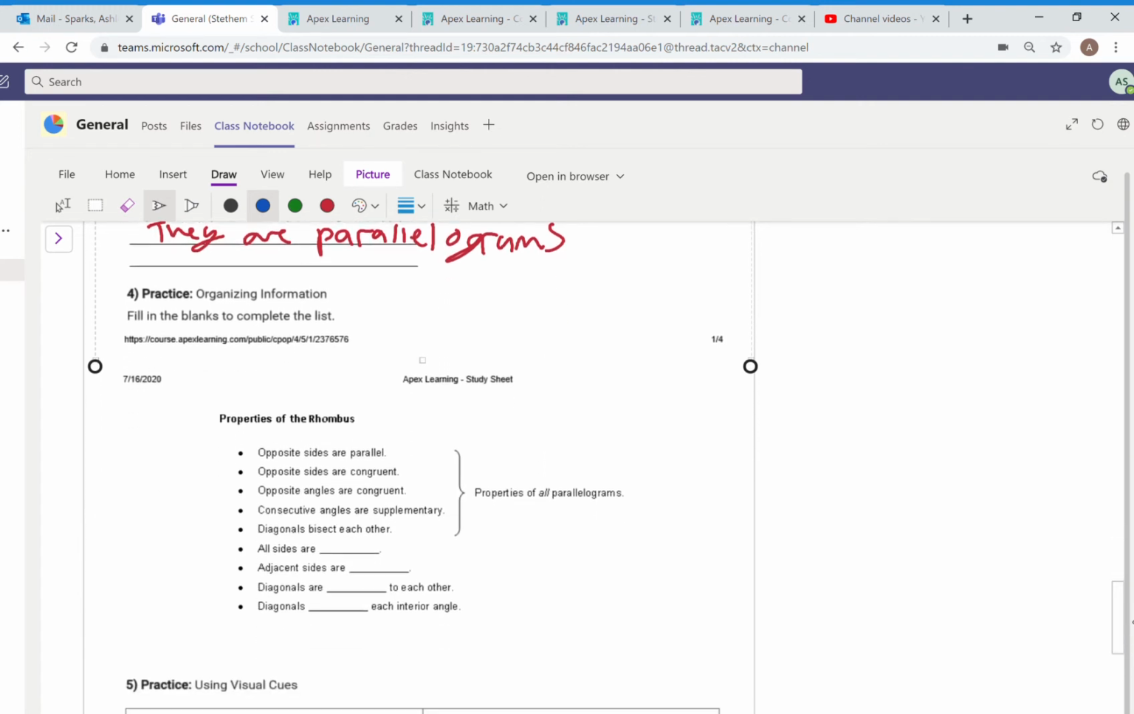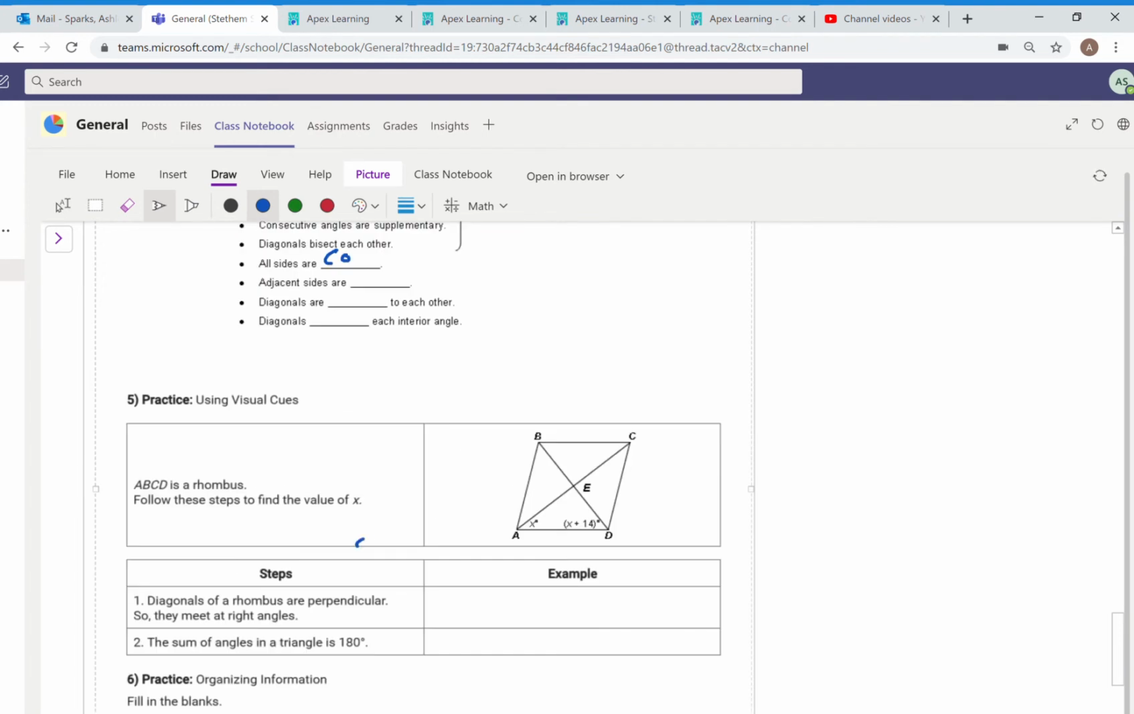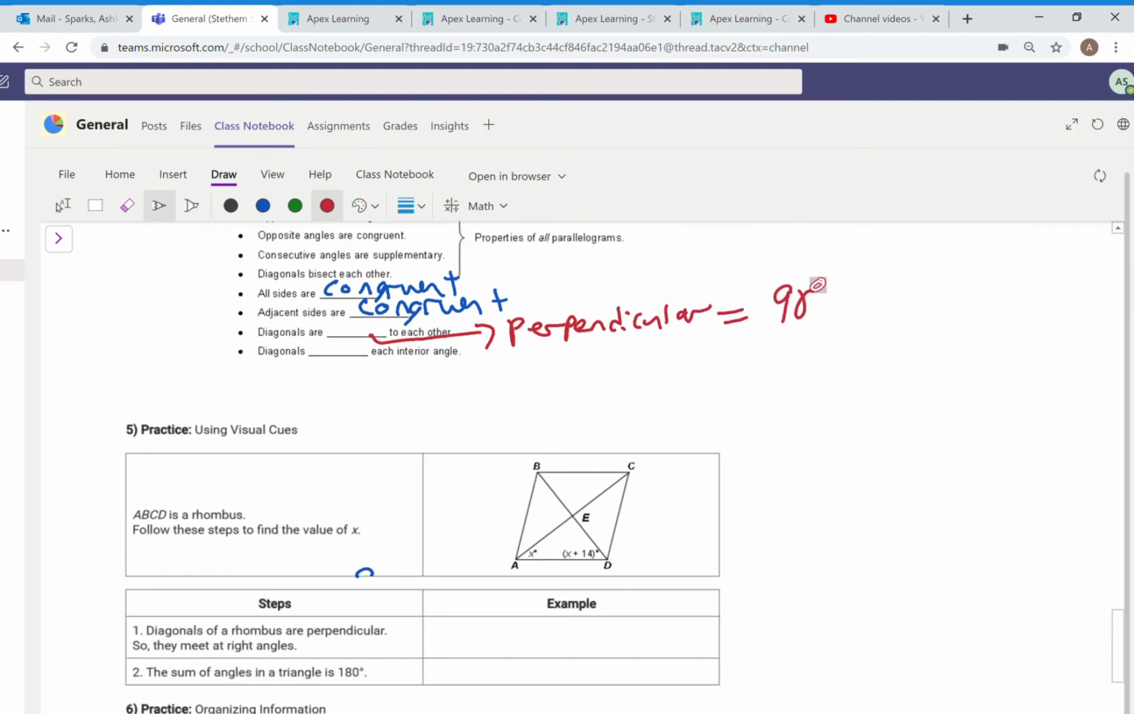So here's all our properties of parallelograms. And what do I know now? I know all sides are congruent. I know adjacent sides are congruent, which kind of fits into the all sides are congruent. I'm not sure why they added that, but whatever. The diagonals are perpendicular to each other, which means 90 degrees. Okay, it's another way of saying right.